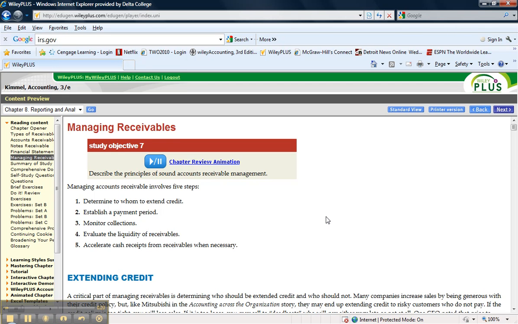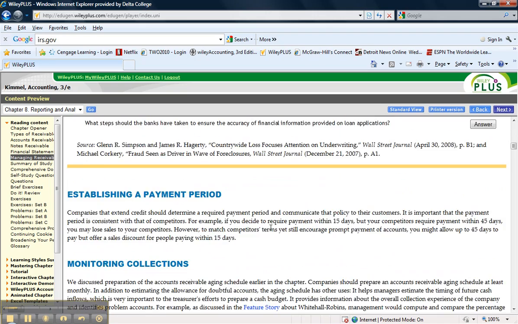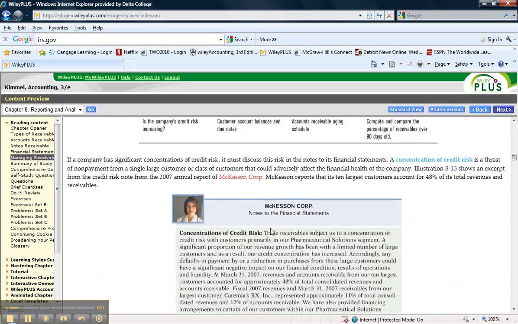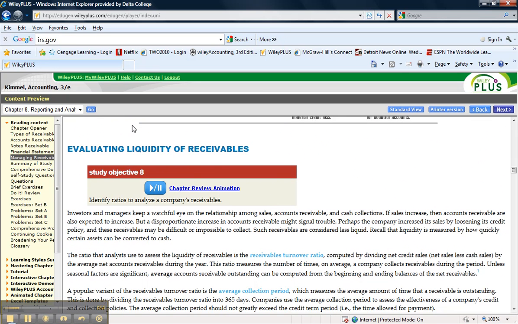Companies spend a lot of time and effort deciding who to grant credit to. That is, who do you sell to on account? You can't just sell stuff to anybody on account because they might not be worthy of that credit. So management will go through a lot of steps in managing their accounts receivable: deciding who to give credit to, establishing payment periods, monitoring things, and so forth. So this is some reading that you can look through.